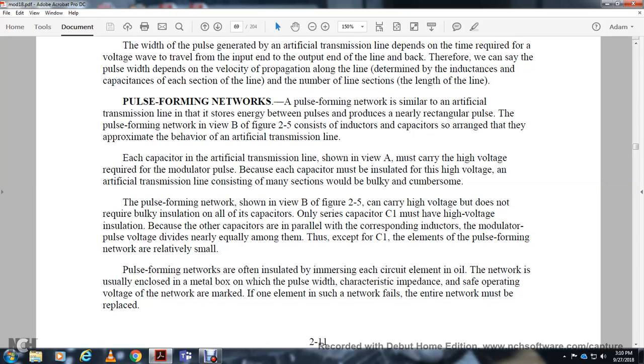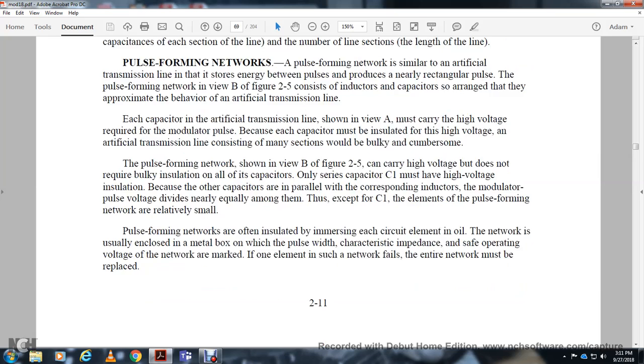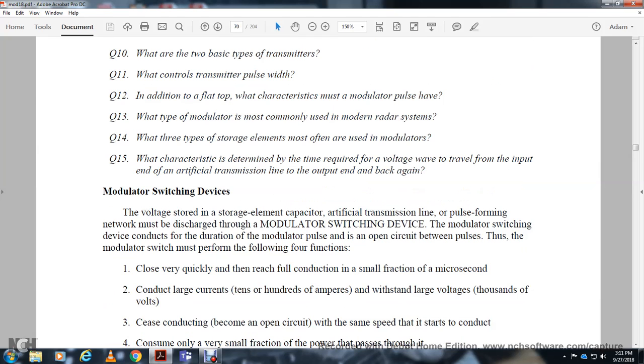Pulse forming networks are often insulated by immersing each circuit element in oil. The network is usually enclosed in a metal box on which the pulse characteristic impedance and operating voltage are marked. If one element of the network fails, the entire network must be replaced. The modulator switching device.